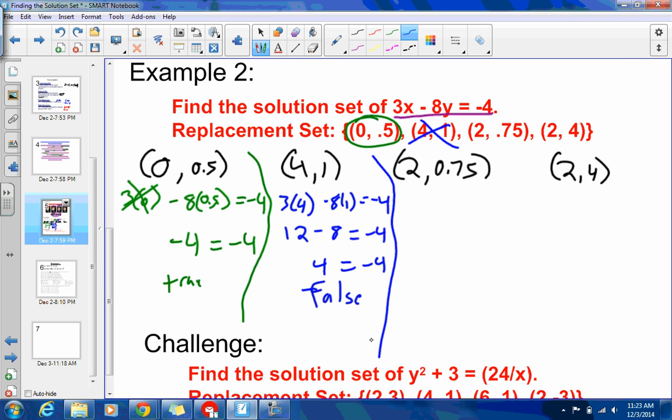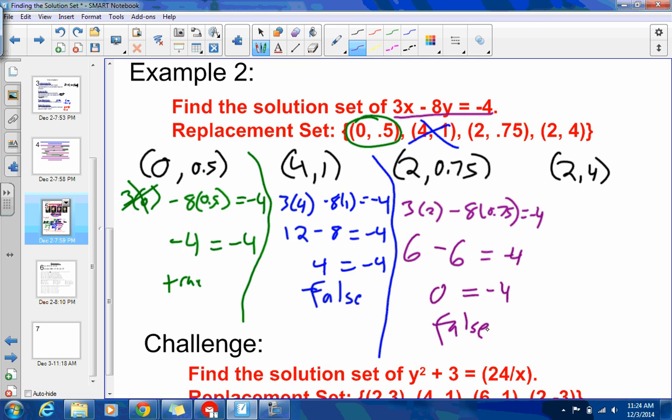Okay. We'll do this one in purple. 2 and 0.75. So we have 3 times 2 minus 8 times 0.75 equals negative 4. Now, do your multiplication first. So this is 6 minus 8 times 0.75. That would be 3/4 of 8. If you can't do that in your head, use a calculator and multiply it out. 3/4 of 8 is 6. So 6 minus 6 equals negative 4. That would be 0 equals negative 4. That is also false. Cross that out. That's not part of our solution set.